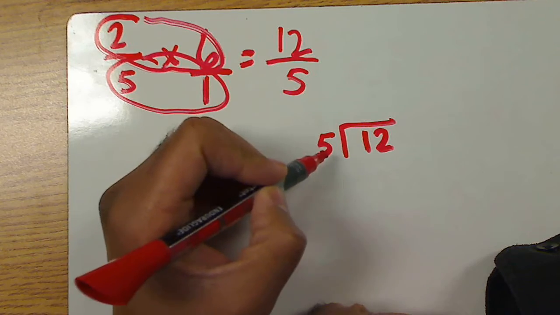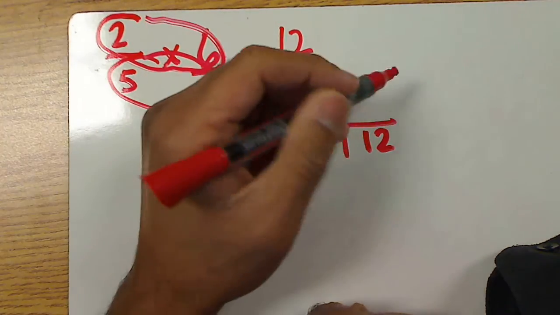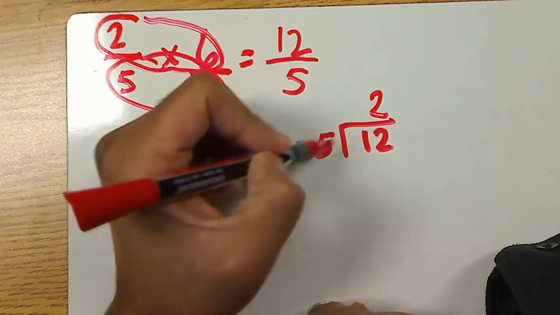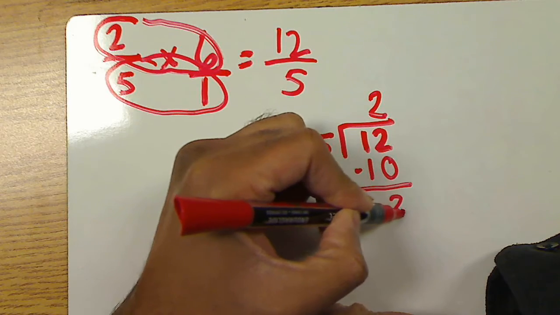12 divided by 5. How many times can 5 go into 12? That's 2 times. 5, 10. 2 times 5 equals 10. You subtract, and you have 2 left over.